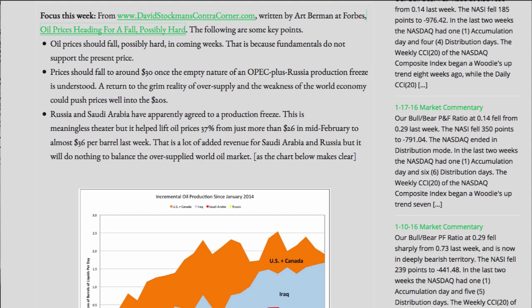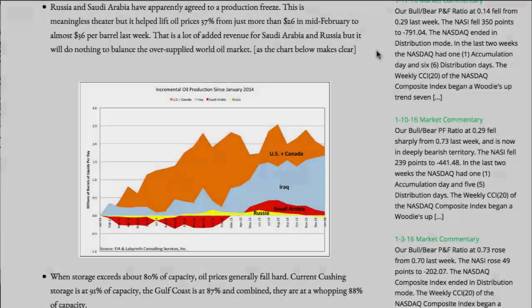Prices should fall to around $30 once the empty nature of an OPEC plus Russia production freeze is understood. A return to the grim reality of oversupply and the weakness of the world economy could push prices well into the 20s. Russia and Saudi Arabia have apparently agreed to a production freeze. This is meaningless theater, but it helped lift oil prices 37% from just more than $26 in mid-February to almost $36 per barrel last week.